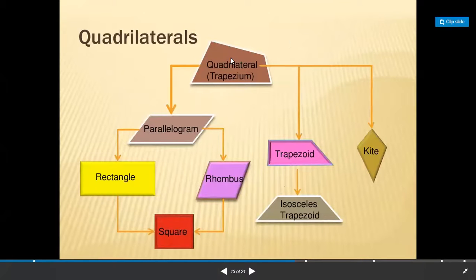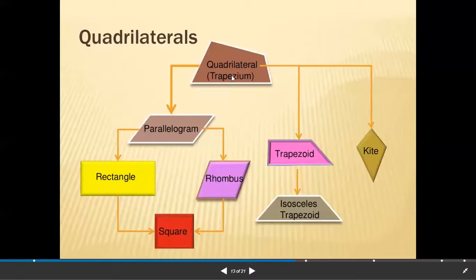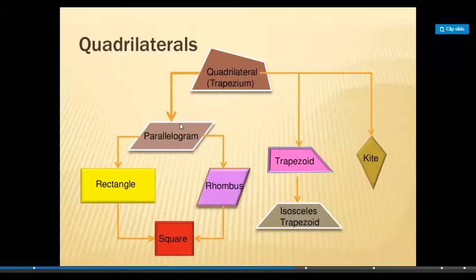Actually, quadrilateral has types. If both pairs of opposite sides are parallel and equal, it will become a parallelogram. In case of a trapezium, if one pair of opposite sides is parallel, means out of two pairs, only one pair is parallel, then it will become a trapezium. If both the pairs are parallel and equal, then it is a parallelogram.